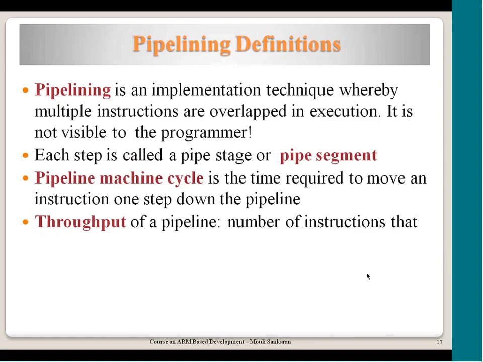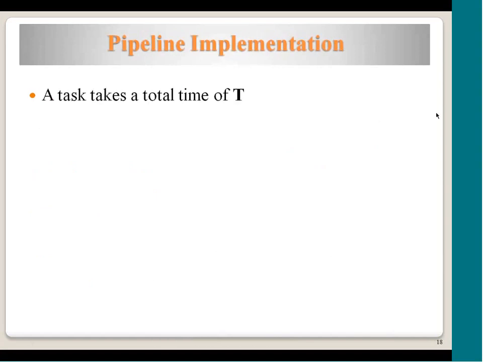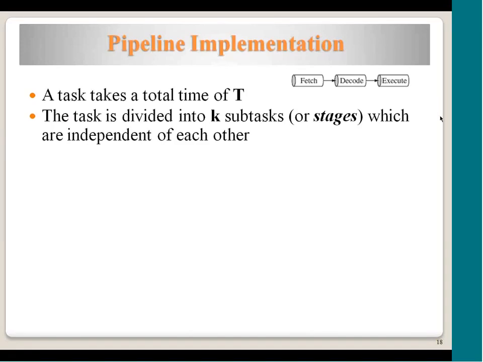Let us see how it is implemented. Let us first see why it is required. Suppose a particular task, which could be an add instruction or a null instruction, but for simplicity let us take an add instruction. Suppose that on a processor which doesn't have any pipeline, it takes 3 seconds. Then you divide the operation of the add instruction.